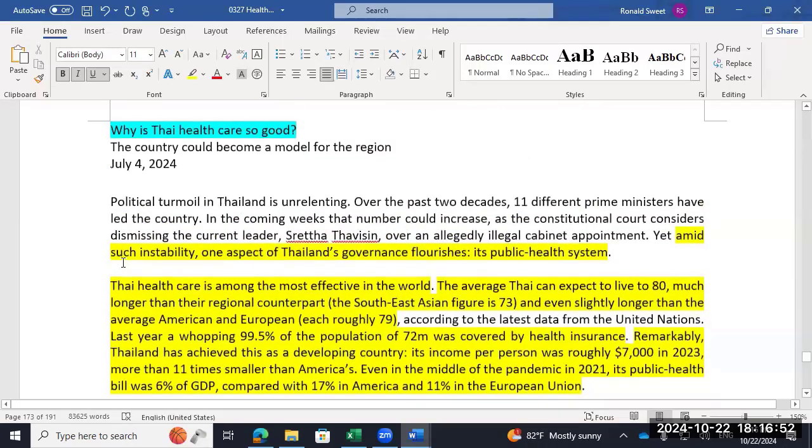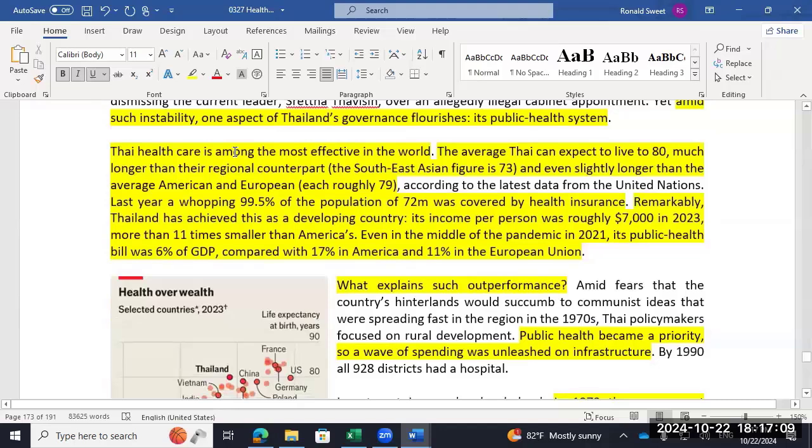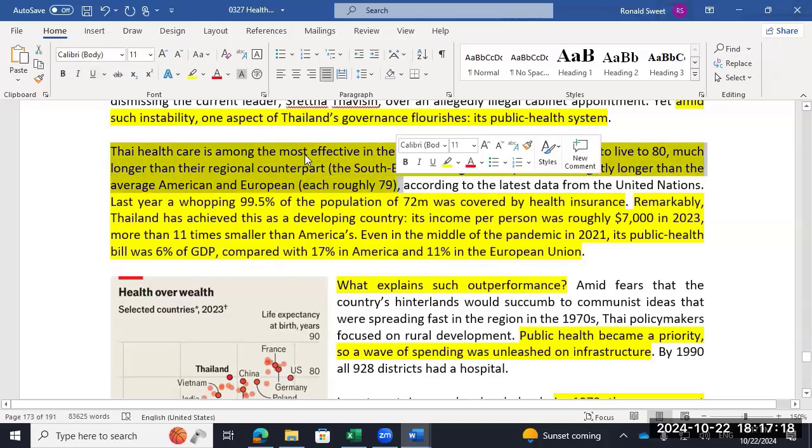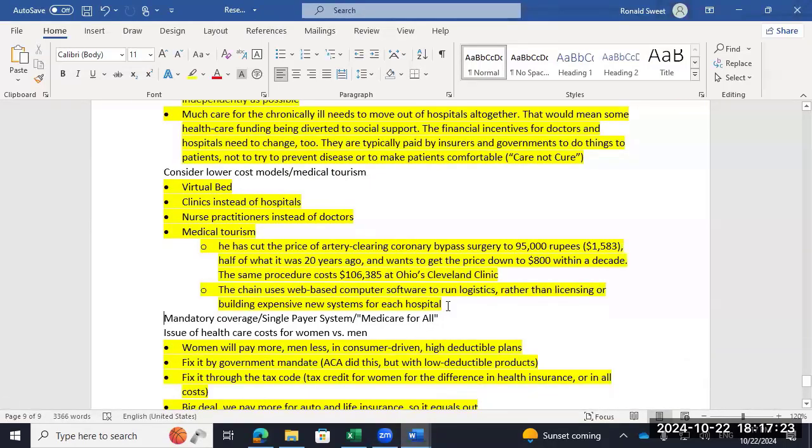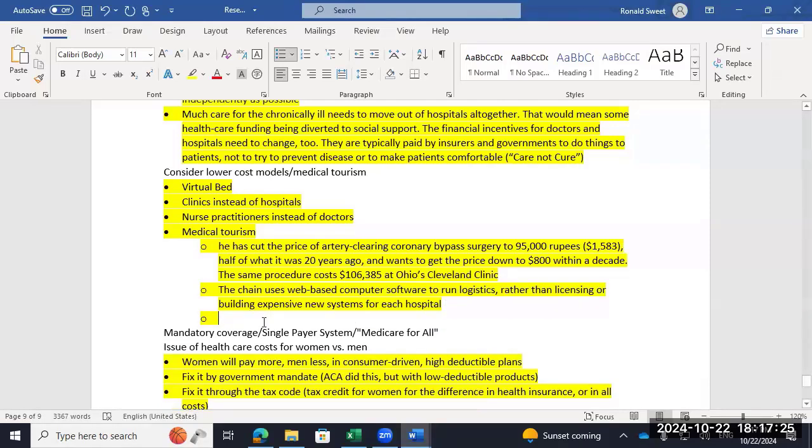Now, you might not want to go to Thailand. Obviously, they're in the middle of pretty huge political turmoil. But in all this instability, it has a great public health system. Their healthcare is among the most effective in the world. The average Thai can expect to live to 80, much longer than their regional counterparts, even slightly longer than the average American. I'm going to bring that in. I've never been to that part of the world, so maybe if I need surgery, it'll be my excuse to go to Thailand.